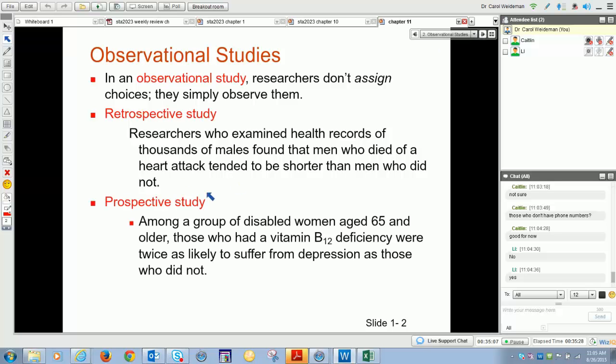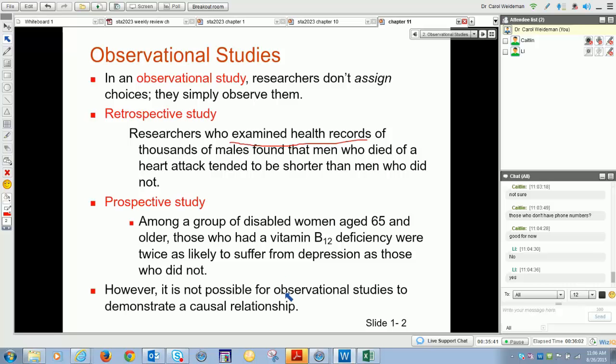Prospective, we identify something we're interested in, and then we track it forward. Key words you'll see, just as a little clue here. Examining health records is a clue to it being retrospective. Prospective, among a group of disabled women aged 65 and older, those with a vitamin B12 deficiency were twice as likely to suffer from depression than those who did not. So again, we find the people with the deficiency, track them forward, compare them to women without. Prospective study.